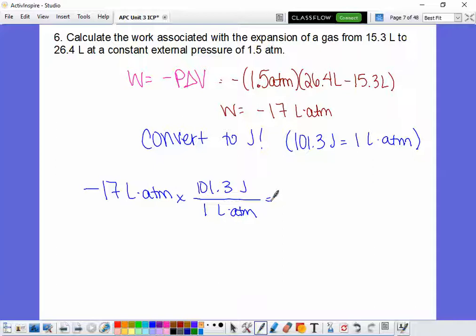And this is useful because in the last problem, number 5, we wanted to find delta E. Say you're given work information that you have to calculate, and then you have to convert it to joules to then be able to add it to Q. What'd you get? Yep, negative 1700 joules, and that's my work. Cool? Questions so far?